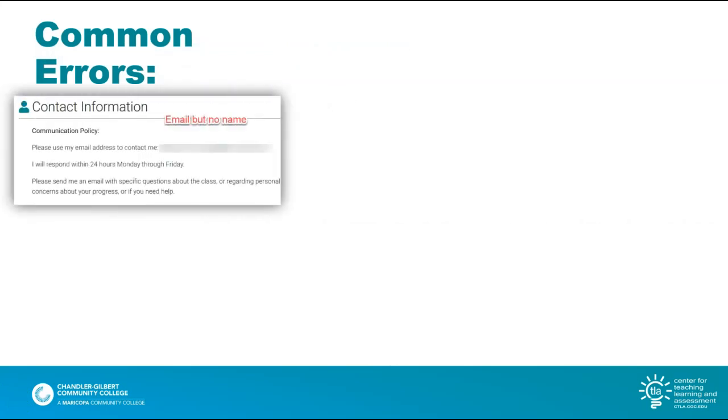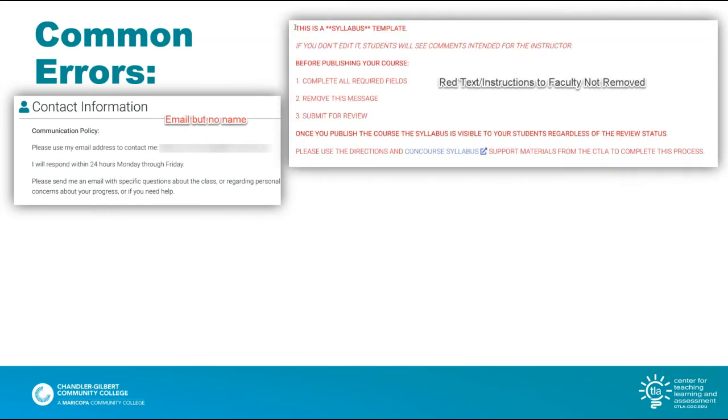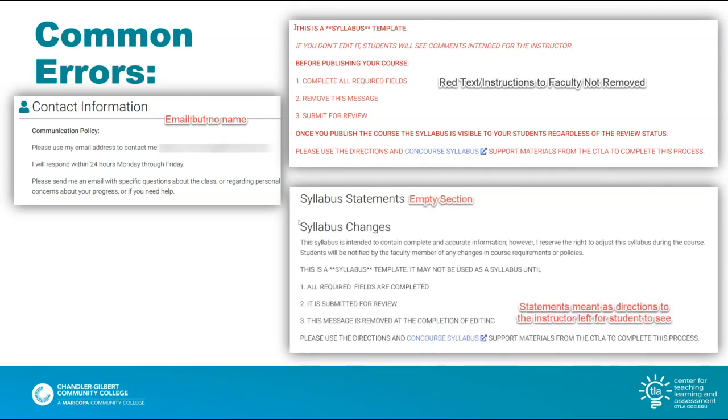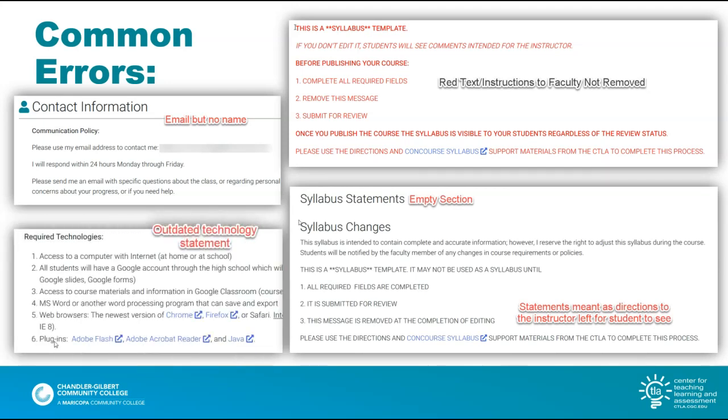Some common mistakes we have been seeing in syllabi are listing an email address and contact information, but not the actual instructor name, not editing out red text in the top and bottom of the syllabi, or leaving instructional language from previous semester templates that was intended for the instructor, and leaving the old technology requirements in the materials section. Flash is obsolete and Safari is not a recommended browser with Canvas.